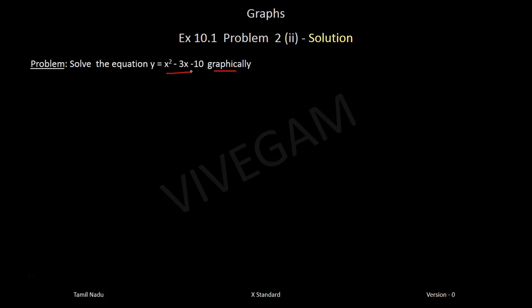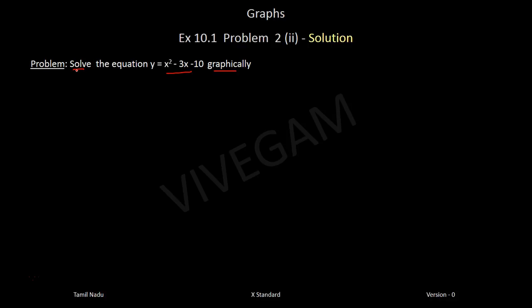Alright, so this is very important. We are supposed to solve. So what does solve mean? We'll have to find the values of x. So this is basically you'll have to equate x square minus 3x minus 10 equal to 0. That is when y equal to 0, and find the values of x. That is what they mean by solving.